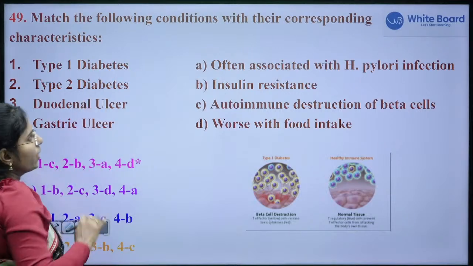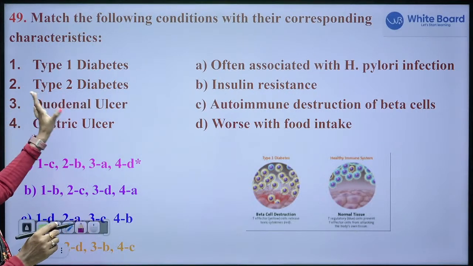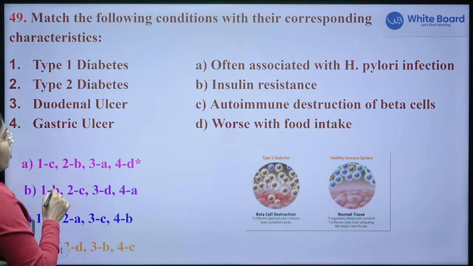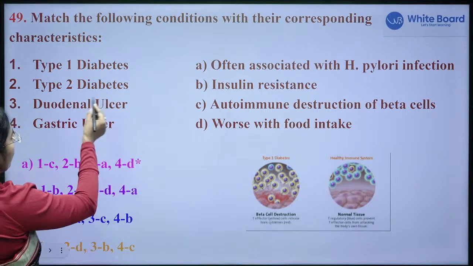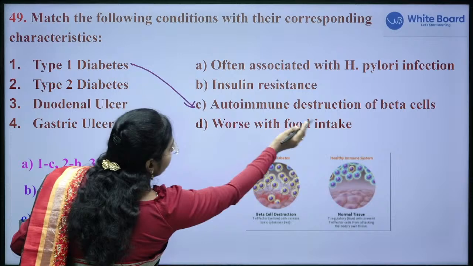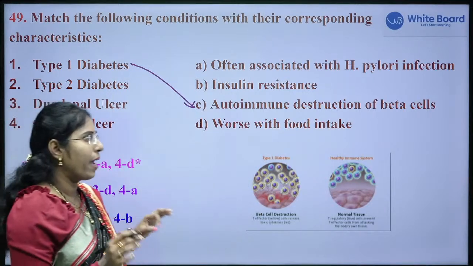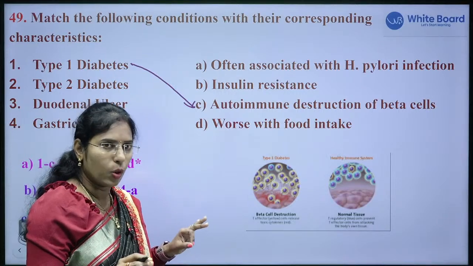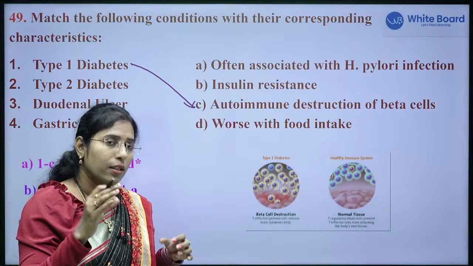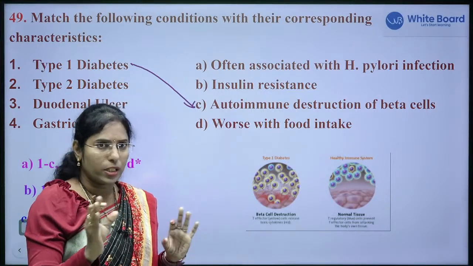Match the following conditions with their corresponding characteristics. Here they have given type 1 diabetes, type 2 diabetes, duodenal ulcer and gastric ulcer. So, type 1 diabetes is caused by autoimmune destruction of beta cells. Generally, beta cells of the pancreas, that is the islets of Langerhans, are responsible for production of insulin. Insulin is mainly responsible for regulation of glucose levels in the blood.